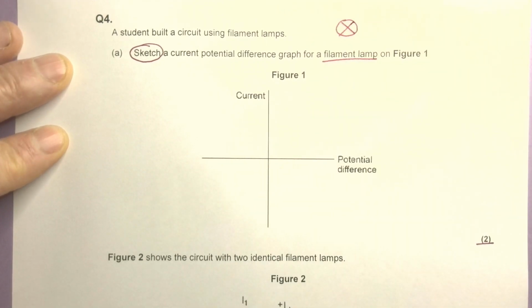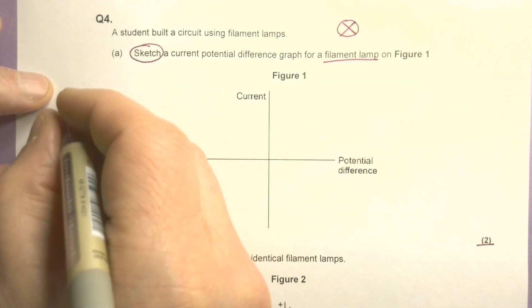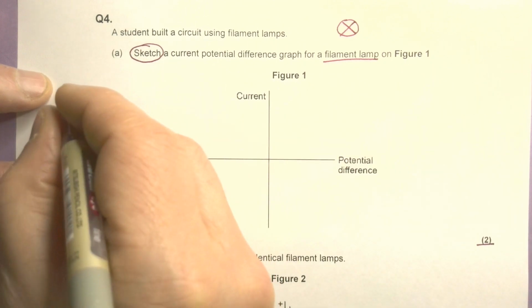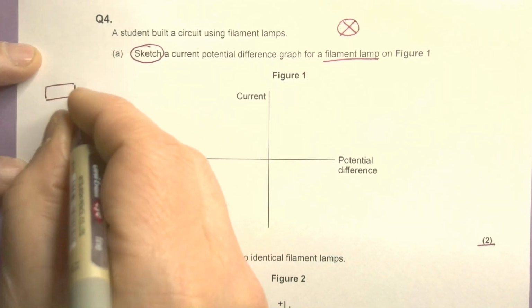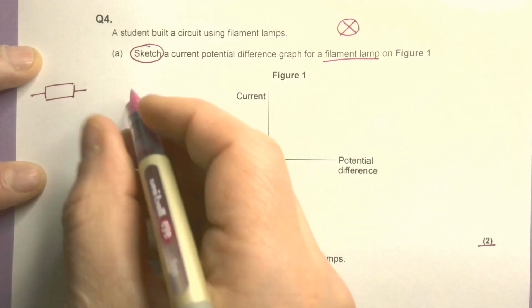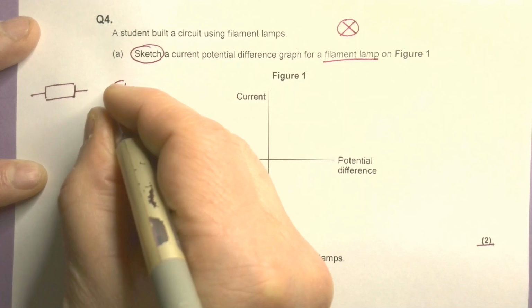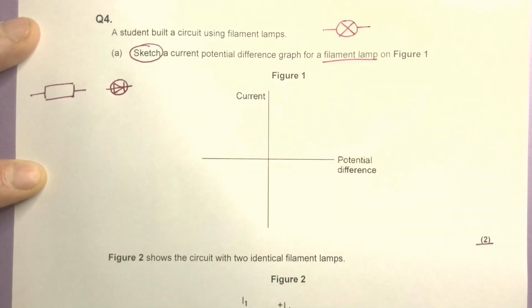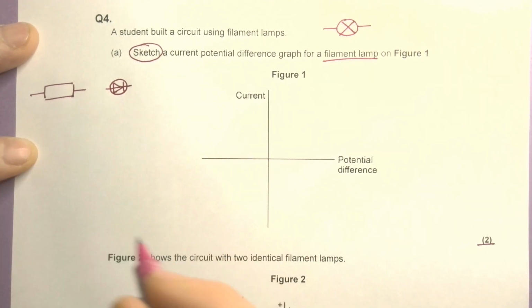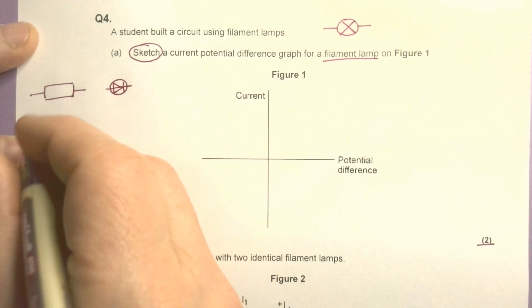Now I'll take a little bit of time with this actually, because I'll show you this. There's 3 different graphs you need to know what they look like for each of these. One of them is an ohmic resistor. One of them is a diode, and one of them is a filament lamp. Now the way that I always remember these, the trick for remembering these really is looking at the shape of them. So there's 2 things we're looking for.